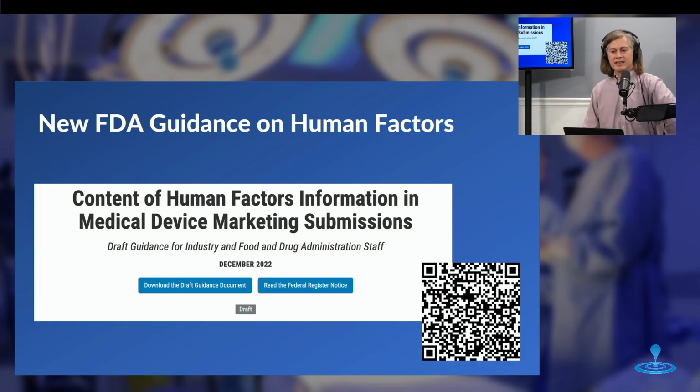New FDA guidance on human factors. Now, you say, well, FDA's issued guidance on human factors before, and that's true. But what they hadn't given us was a good way to break human factors considerations up into different categories. Human factors, of course, is human-device interaction, usability, how the person actually interfaces with a product.